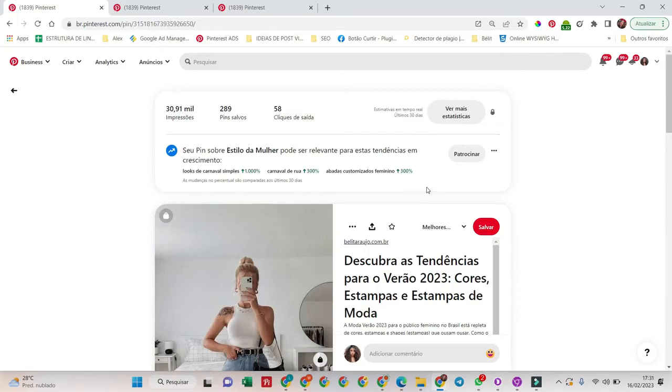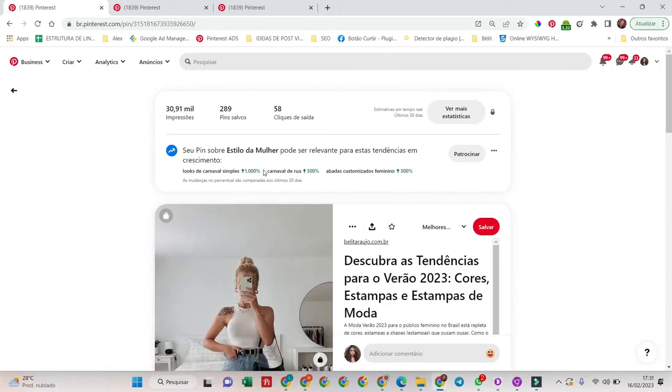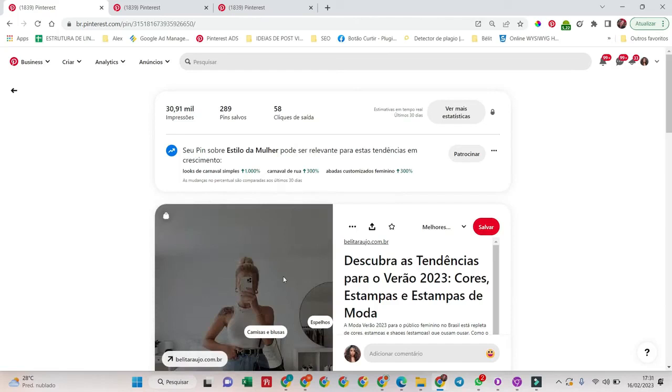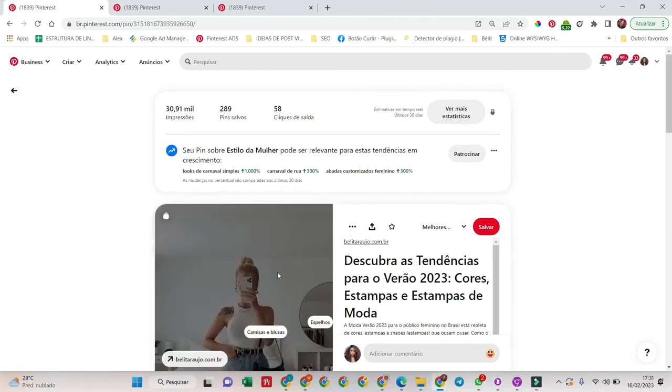Another very interesting thing now for you to advertise. Of course for you too to do what was there, but for you who want to advertise. This here look, simple carnival looks. Dude, this word here, people searched for this word here. This pin came up. We searched for street carnival. This came up here. Abatas, female custom. This appeared here. Well, I'm not specifically talking about carnival on this pin.